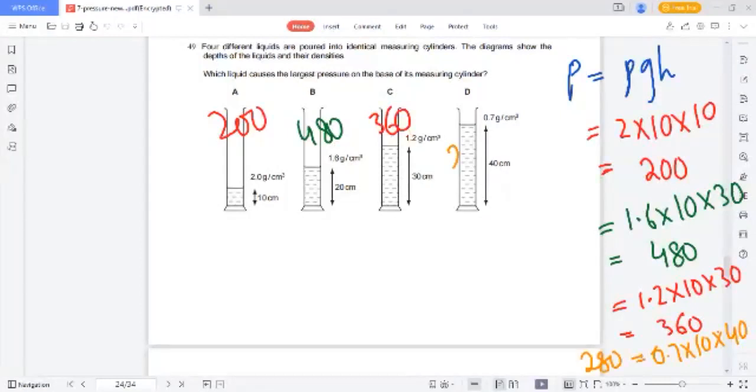So it is 280. So you can see the height matters, but not always. The thing which matters is density also matters. So density also matters because it generated the highest pressure in case 2, option B. This is the correct option.